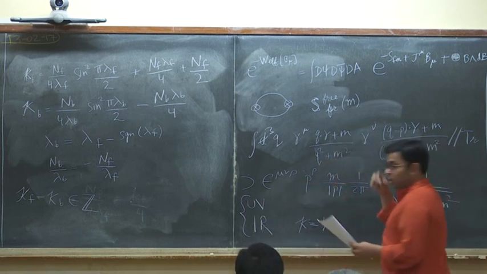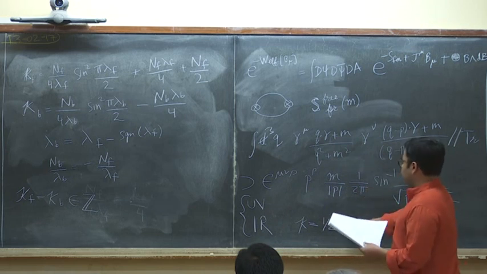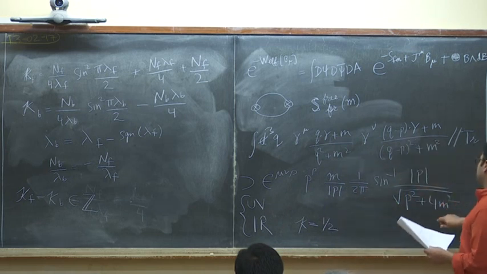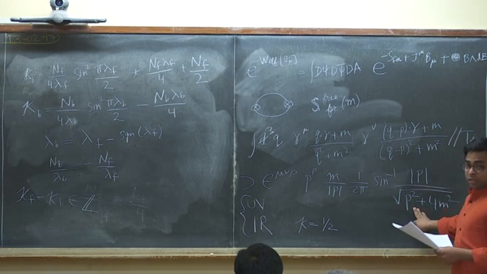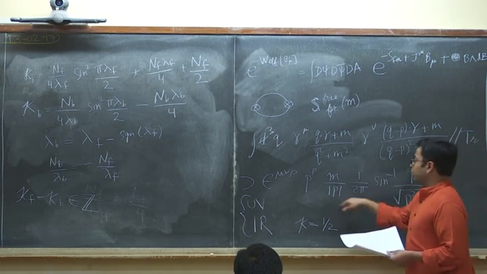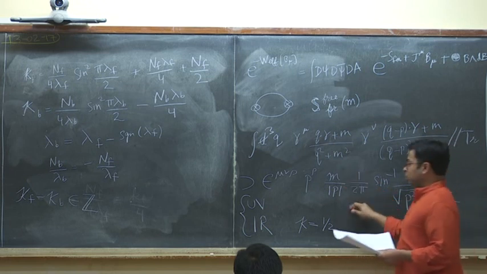So now let me just complete the analysis here. In the UV, it's the P which is much larger. So this is sine inverse of 1, which is pi over 2. But this term goes to 0. So in the UV you get 0.